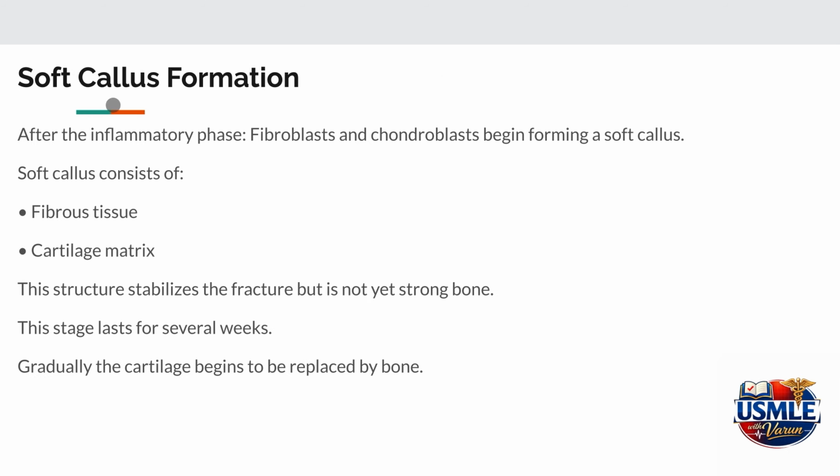After the inflammatory phase, the healing process progresses to the formation of a soft callus. During this stage, fibroblasts and chondroblasts migrate to the fracture site, and these cells produce fibrous tissue and cartilage that bridge the gap between the broken bone fragments. This structure is called the soft callus. Although the soft callus stabilizes the fracture, it does not yet have the mechanical strength of bone. This stage usually lasts several weeks as the cartilage gradually begins to be replaced by bone tissue.